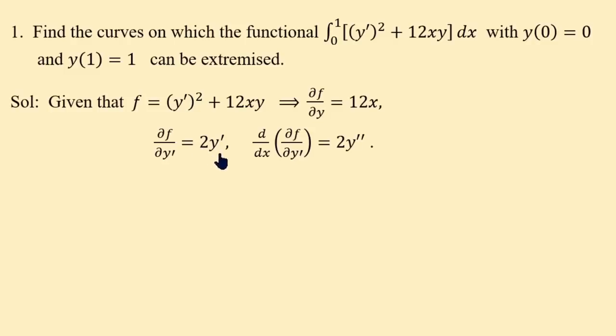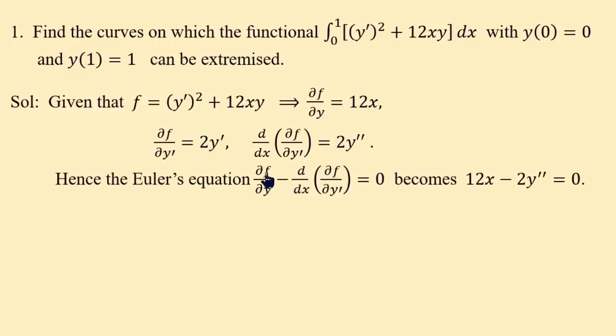Now you differentiate 2y dash with respect to x. This is not a partial derivative, it is a total derivative. D by dx of dou f by dou y dash. Now dou f by dou y dash is 2y dash. Again y dash is nothing but dy by dx. Again d by dx of dy by dx is d square y by dx square, that is y double dash. So d by dx of dou f by dou y dash is 2y double dash. Now substitute these two values in the Euler's equation.